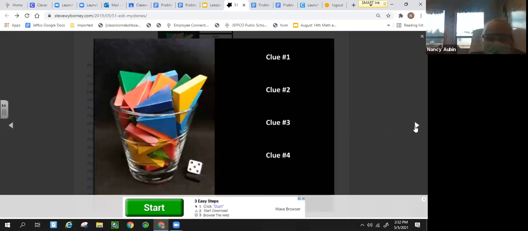Count, oh, now they're giving us another clue. Count by threes from 3 to 51. The answer is one of those numbers. The answer does not include the digit 1. The answer does not include the digit 4.